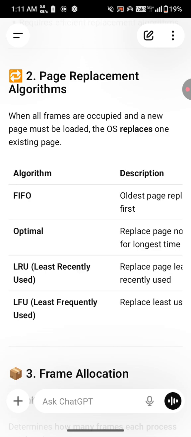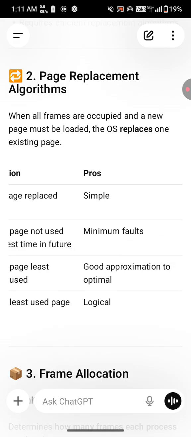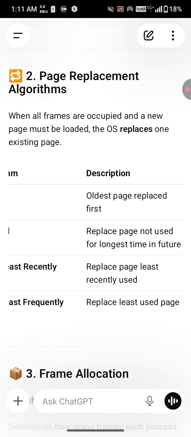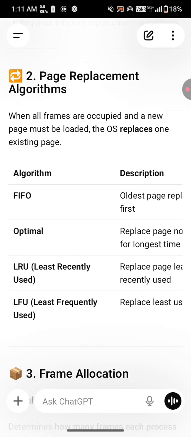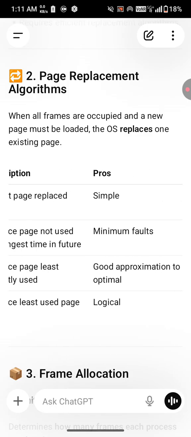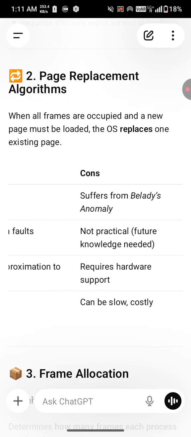LRU, least recently used. Description: replace page least recently used. Pros: good approximation to optimal. Cons: requires hardware support. LFU, least frequently used. Replace least used page. Pros: logical. Cons: can be slow or costly.